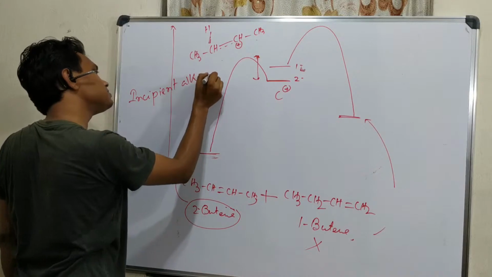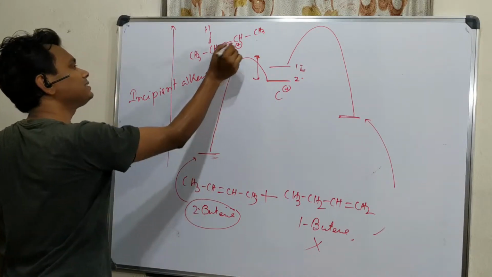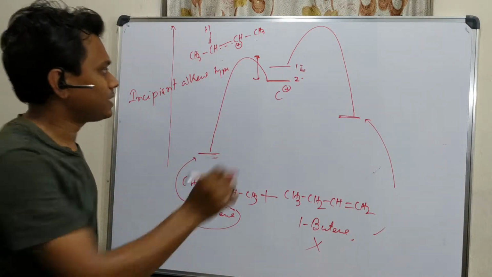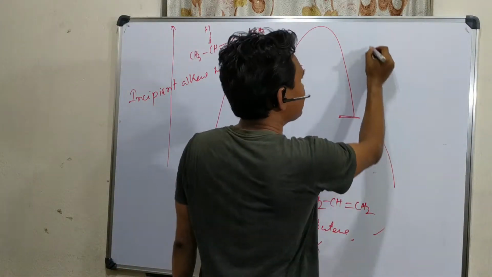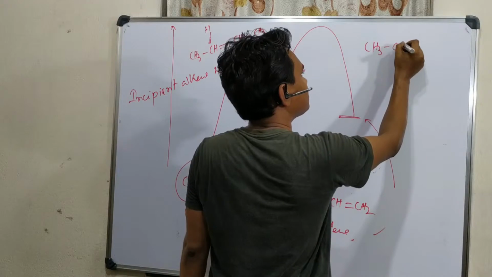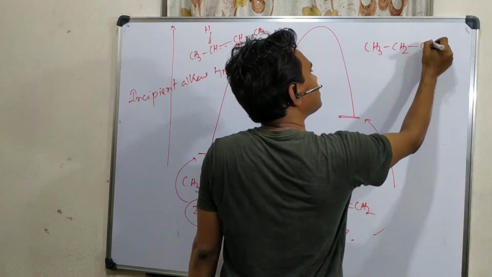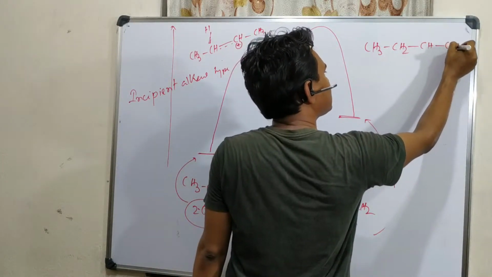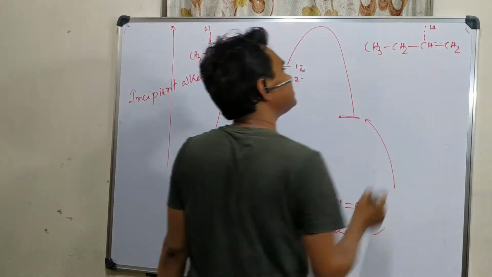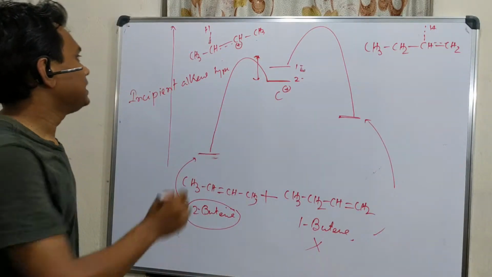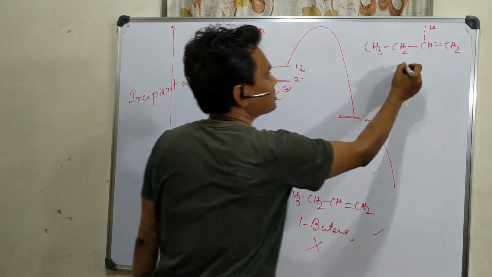Incipient alkene type, and it's a substituted alkene, and this transition state is also incipient alkene type. CH3, CH2, this is the hydrogen and this is the alkene. It is also an incipient alkene. It is more substituted, and this is less substituted.